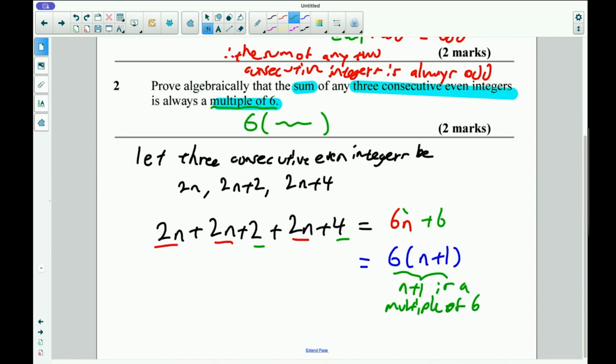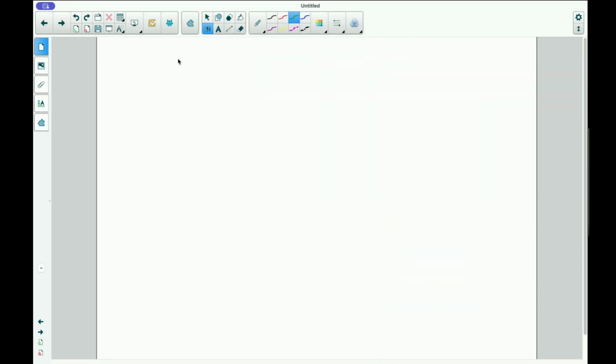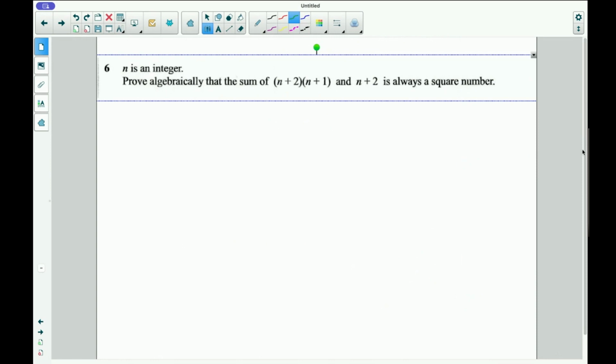Okay. So let's look at some more difficult questions here. I'm going to put a couple on the screen that are going to be a little bit more involved. Let's go with something like this one. Oops, pop this one onto the screen here. This one says that n is an integer, and we want to prove algebraically that the sum of n plus 2 times n plus 1, and n plus 2, is always a square number. There's not a lot that's different, it just looks different in terms of the question.